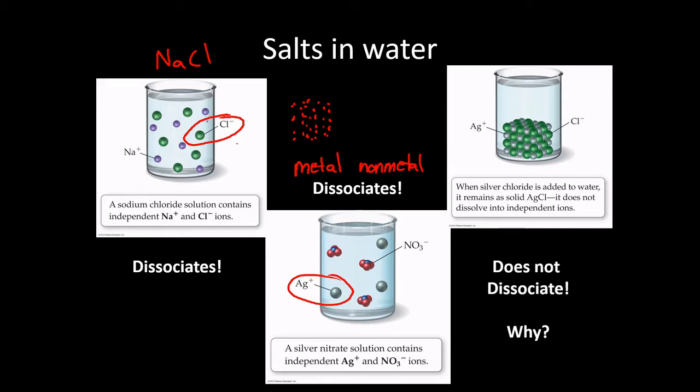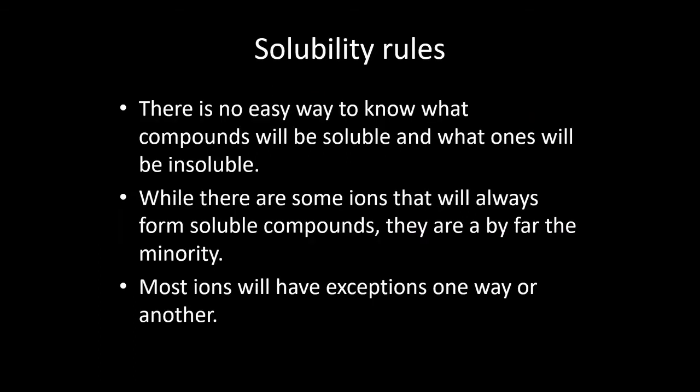The chloride and the silver in different molecules dissolved because they were paired up with things that helped them dissolve. But then over here, when you put them together, the combination of silver and chloride were not soluble. They would not dissociate in water. They wouldn't dissolve into the water. So there's no easy way to know exactly which compounds are going to be soluble and which ones are insoluble.